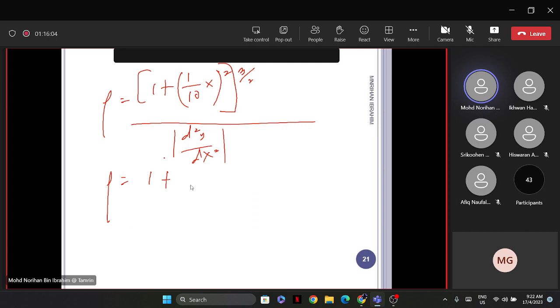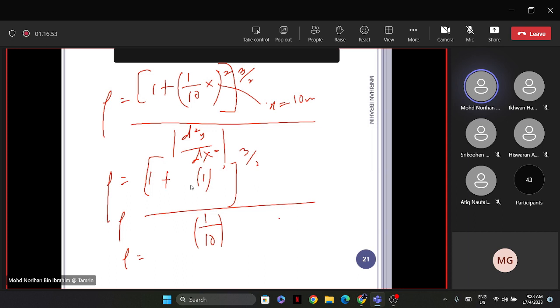Rho is equal to 1 plus 1 over 10x. When x is equal to 10 meter, the value is just 1 over 10 times 10, which is 1. 1 to the power of 2, there it is. Then to the power of 3 over 2 divided by d to the 2y over dx to the 2, which is 1 over 10. So when you solve this one, what we can get is 28.28 meter. Right?